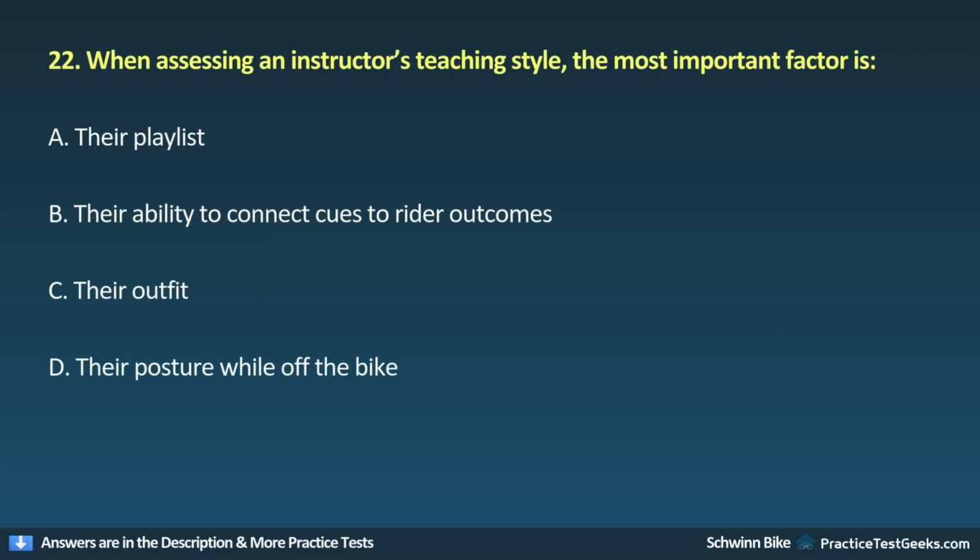22. When assessing an instructor's teaching style, the most important factor is A. Their playlist, B. Their ability to connect cues to rider outcomes, C. Their outfit, D. Their posture while off the bike.